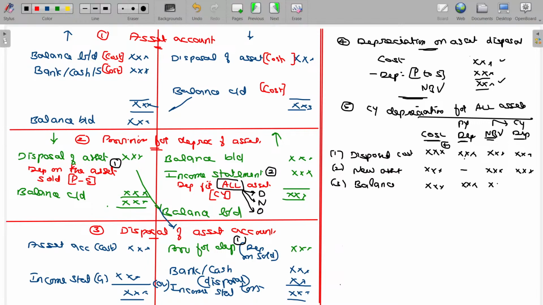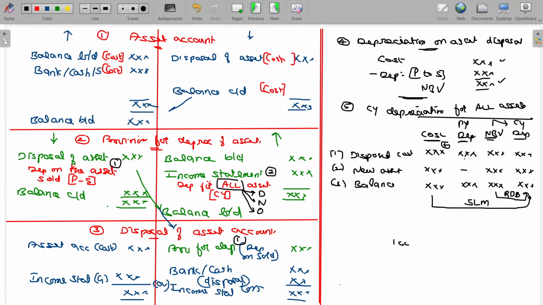For the balance assets, you have accumulated depreciation on that up to the previous year, and net book value as on the year beginning. Current year depreciation on this will be this one. If you are following the reducing balance method, you have to calculate the depreciation on that basis. If you are following the SLM method, the straight line method, you will be calculating based on the original cost.